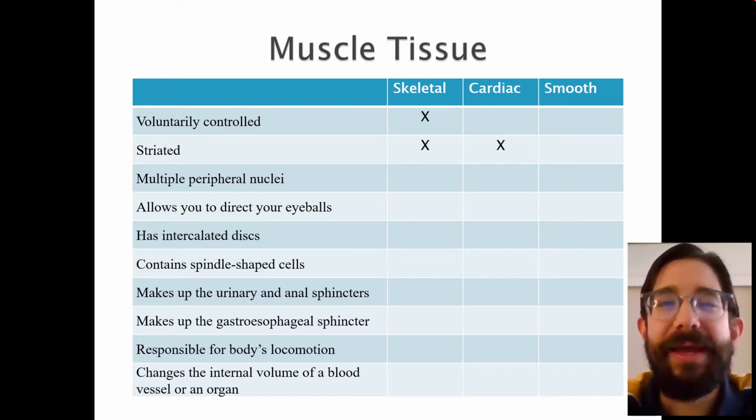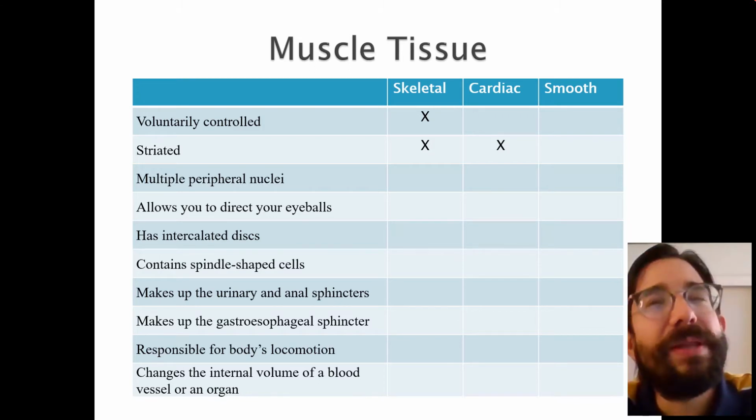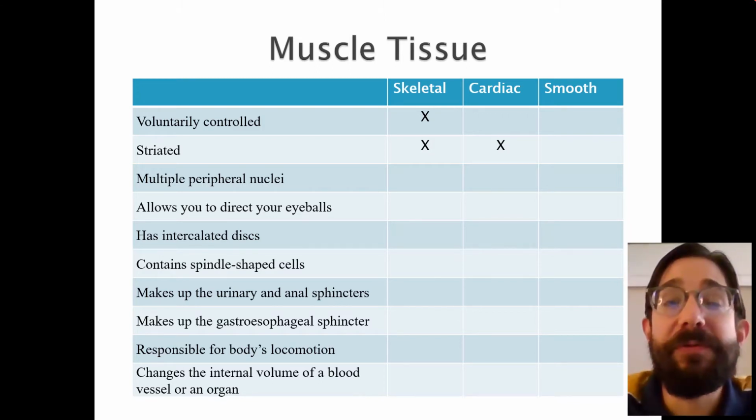Which types of muscle tissue can you see striations on? Skeletal and cardiac. Which types of muscle have multiple peripheral nuclei? Only skeletal.